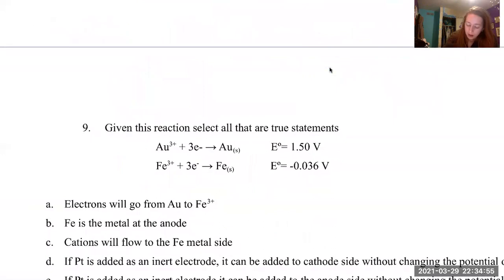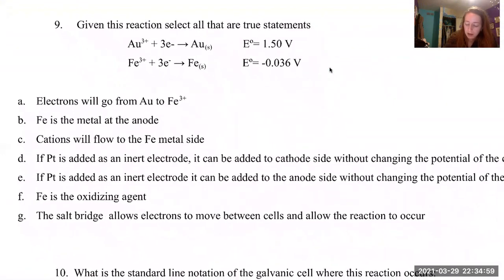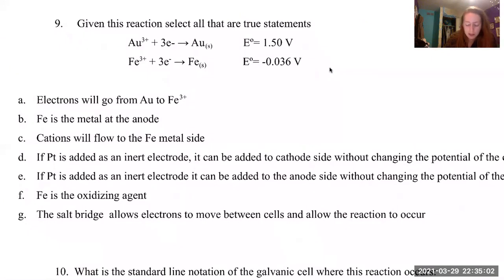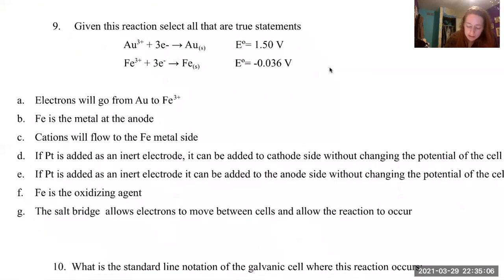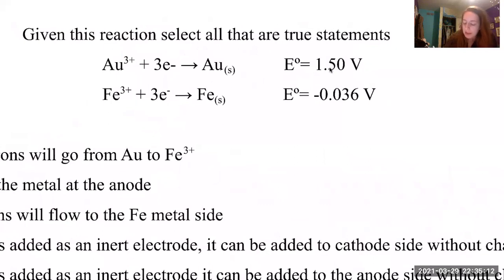Okay. So number 9 is a conceptual question about galvanic cells and stuff like that, so electrochem. And so the first statement is, first let's kind of break down what's going on here. So I'm going to label which one's the anode and cathode. The one with the lower SRP is the anode. So here we're going to be experiencing oxidation, and this one's going to be the cathode, experiencing reduction.